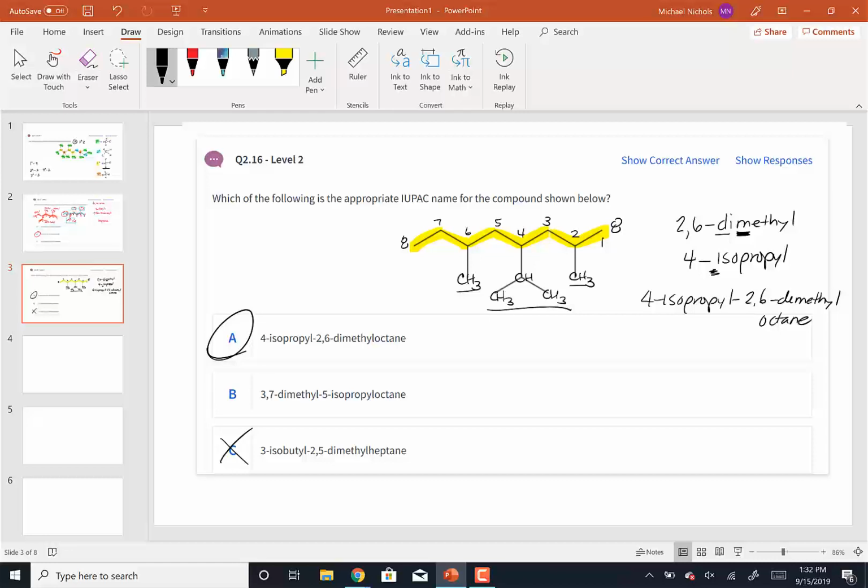So this is why you need to know the names of the first 6 groups or so. There's a sheet in Canvas in the Monday folder that outlines the common names, or the group names, that you have to know, and isopropyl is one of them.